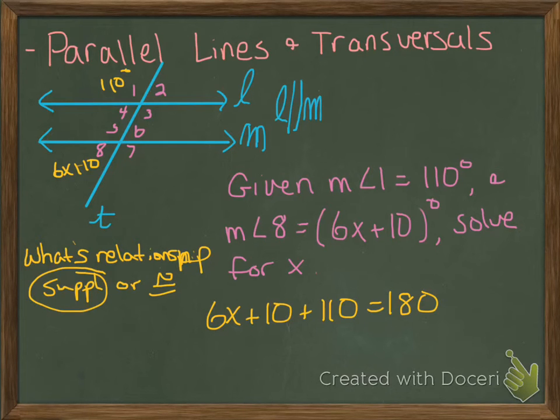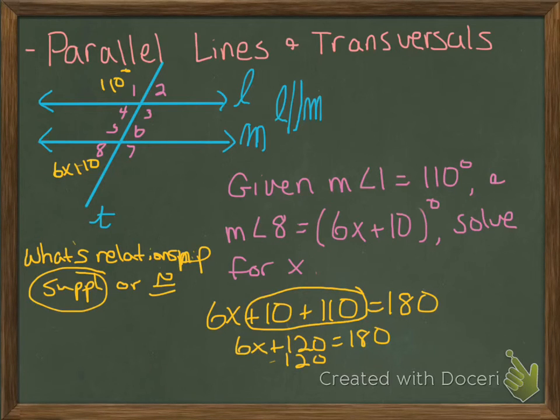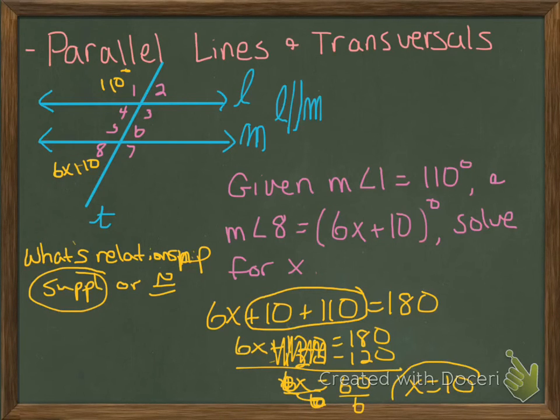Now it's time to use those algebra skills. I'm going to combine my like terms on the side of the equal sign. I get 6x plus 120 equals 180. Subtract 120 from both sides. Those cancel out. I'm left with 6x equals 60. Divide both sides by 6. I'm left with x equals 10. And I'm done. x equals 10.